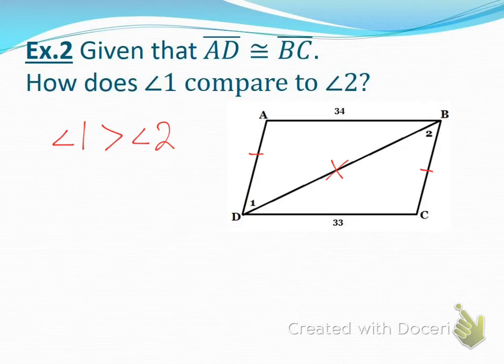Good. Angle 1 is going to be greater because it is across from a side that is bigger than the side that angle 2 is across from. So angle 1 is across from a side that's 34, whereas angle 2 is across from a side that's only 33. That makes angle 1 bigger than angle 2. We still don't know what the degree measure is. We just know that one is bigger than the other. Questions, concerns? Okay.